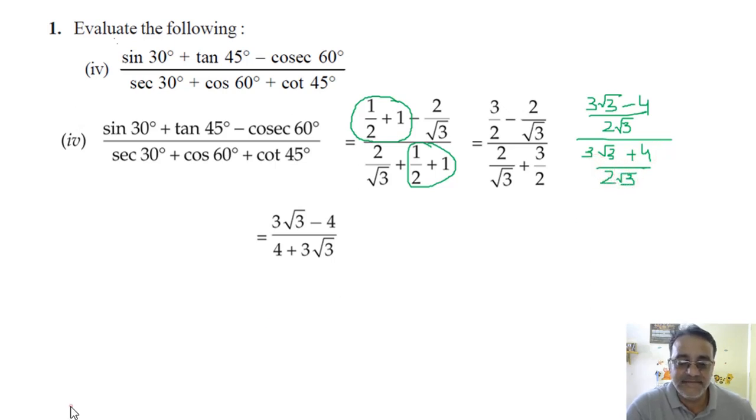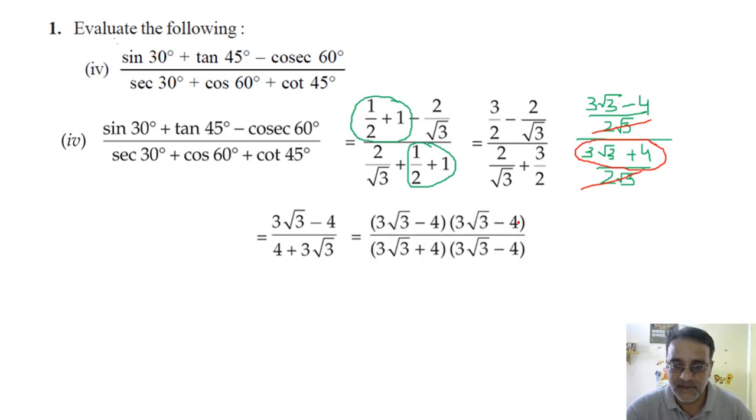This is clear? Yes, sir. Now this 2 root 3 cancels and we'll get 3 root 3 minus 4 upon 3 root 3 plus 4. Now I want to rationalize this one. What is the rationalizing factor of 3 root 3 plus 4? 3 root 3 minus 4. So multiply and divide by 3 root 3 minus 4. This is clear?